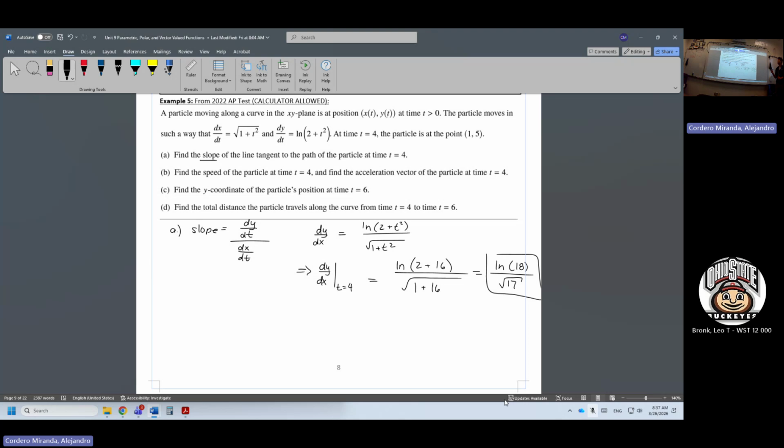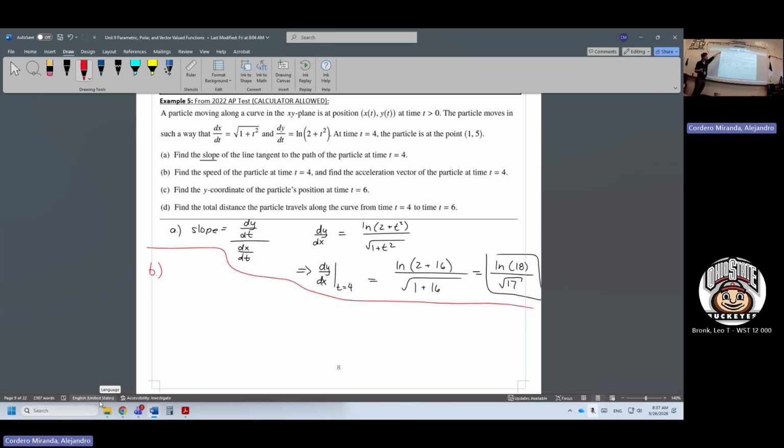Then it asks you to find the speed of the particle at t equals 4 and find the acceleration vector of the particle at t equals 4. So it's a 2-part question here. Let me do it in red so you can see the different parts. All right, part B, find the speed of the particle. Again, it's just checking if you remember the formula. There's not that much for you to do.